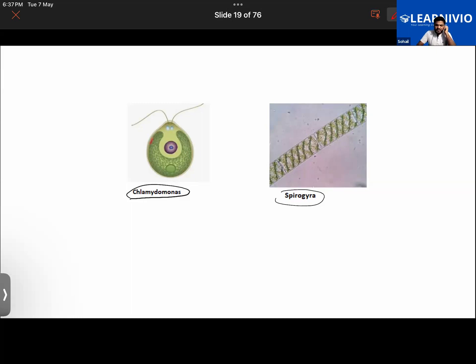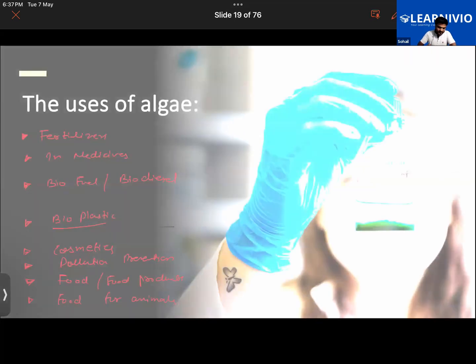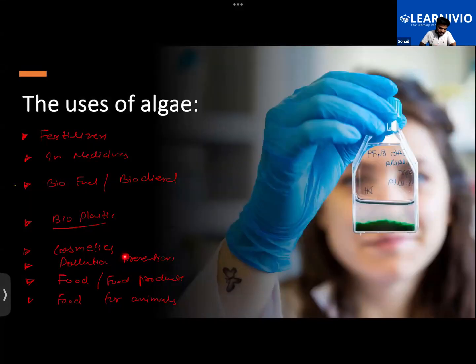See, we use it to control pollution also. We did discuss this also. For prevention of pollution it is used. For fertilizer it is used. It is used as a biodiesel. It is used in different food products. It is used in cosmetics. It is used in the pharmaceutical industry, basically in the manufacture of different medicines. So these were the different uses of it.